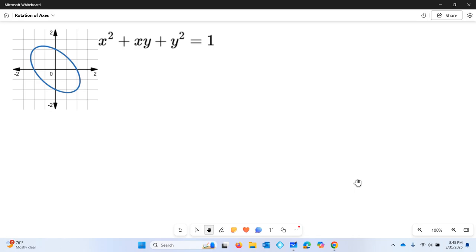Hello, in this video we look at the rotation of axes. So here we have an equation x squared plus xy plus y squared equals 1. To the left of the equation we see that the graph of it looks very much like an ellipse, and it's rotated, based on what I can tell, about 45 degrees. And we'll go ahead and state that the angle that we'll rotate the x and y axes is going to be 45 degrees.